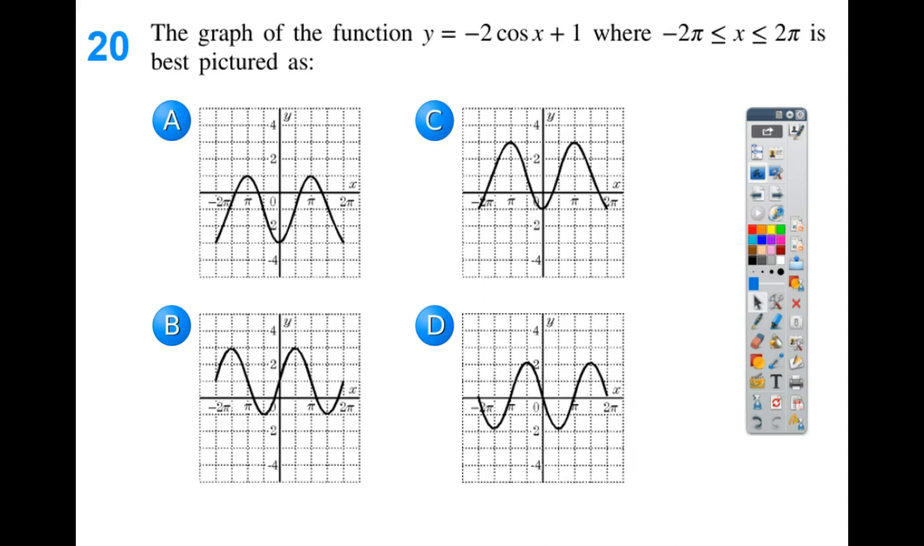So listen, is there a phase shift here? No, there's no phase shift. So my very first point has to be on the axis. This one is at negative 1, it's on the axis. This one shifted, it's not on the axis, it can't be that one. It only shifts when it has parentheses. So what does the 1 do? It should move it up.